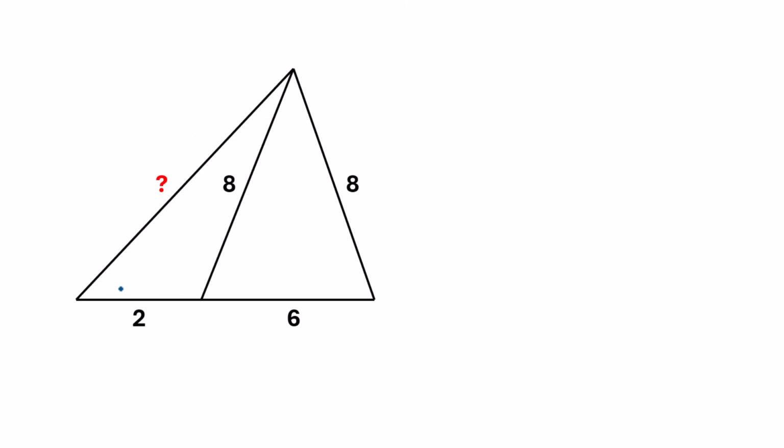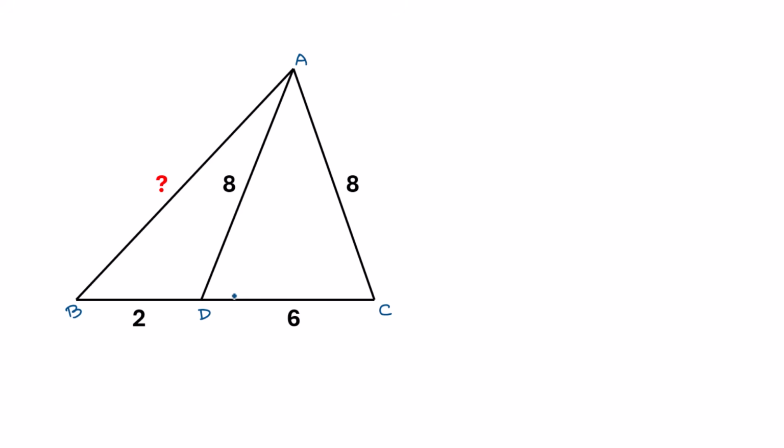We have a triangle. Consider this triangle is A, B, C, and this point as D. In here, we have AC is equal to 8 unit. This DC is equal to 6 unit. AD, this length is 8 unit, and BD, this is 2 unit. We have to find the length of this side AB.